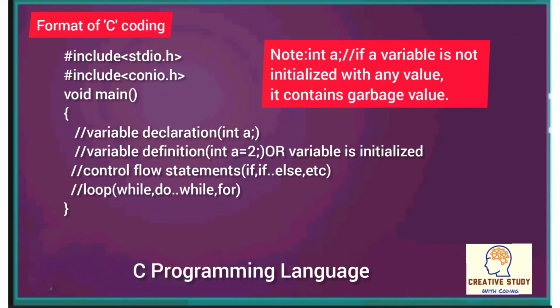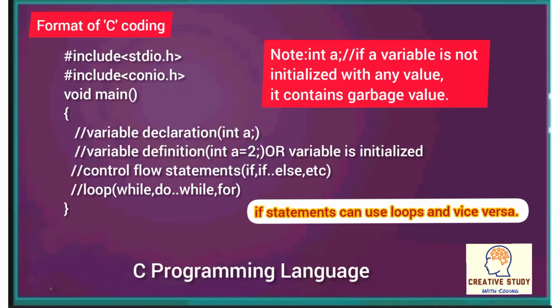Now this is the format of C coding. Here, first of all, a variable is declared and then defined. If any variable is not defined or initialized, it takes a garbage value. We'll learn about loops in this video. If statements can use loops and it is vice versa.